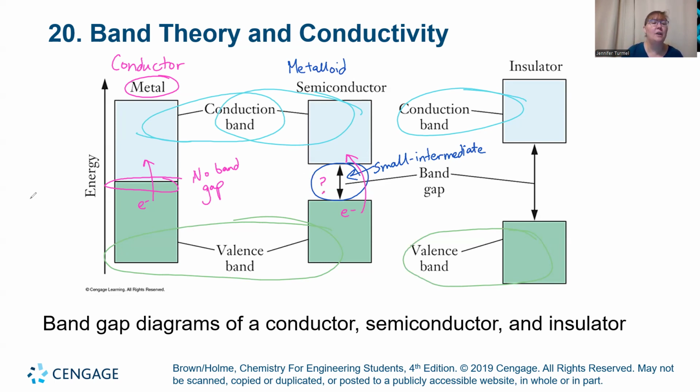Now our next one over here, we have an insulator, and insulators are going to be nonmetals. Here you can see that you have a very large band gap. That means our electrons are going to stay in our valence band, and they're not going to move into the conduction band. And that's why insulators don't conduct electricity.